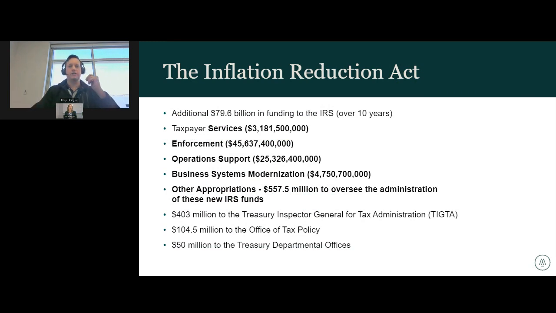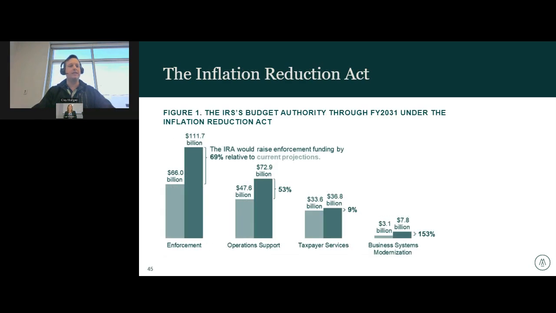Now let's go to the Inflation Reduction Act. I'm sure by now everyone's heard that the IRS got over $80 billion in funding, which was allocated over a 10-year period here. And you can see the numbers right here. The next slide I like a little bit better because it gives you a graph of the increase.